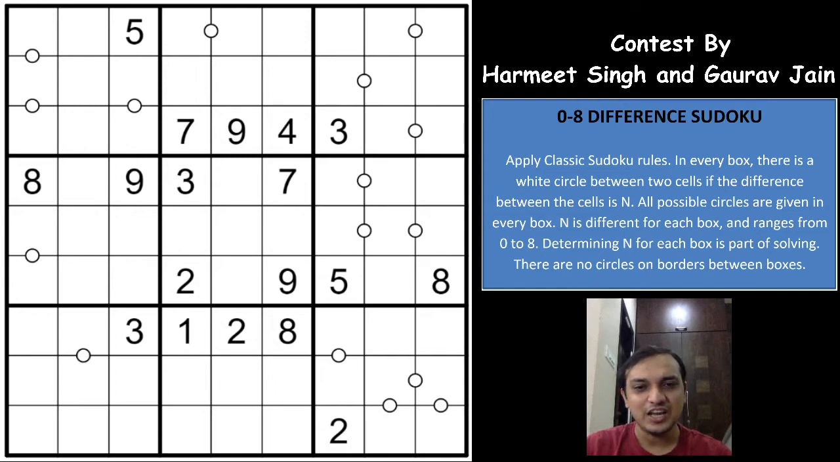Myself Ashish, and today I'll be covering a Sudoku variant called 0 to 8 Different Sudoku. This Sudoku was featured in the Sudoku Mahabharata contest organized on the Logic Masters India website. Two people authored this contest, Harmeet Singh and Gaurav Jain, and it was the last episode of the 2019 Sudoku Mahabharata contest, right? And this Sudoku was one of the favorite Sudokus of the set.